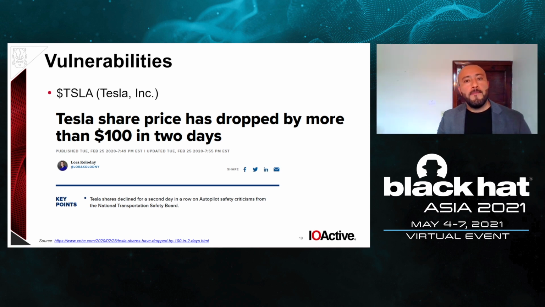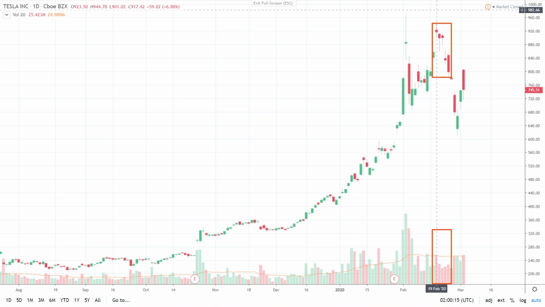Also, it's important to see that vulnerabilities impact differently according to the sector or the industry. It's not the same a vulnerability in a software product than in a car, in the autopilot software, which is what happened in Tesla. Basically, the price dropped more than $100 in 2 days, which is a lot. You can see this red candle, minus 6.88%, because of the flaw in the autopilot software.